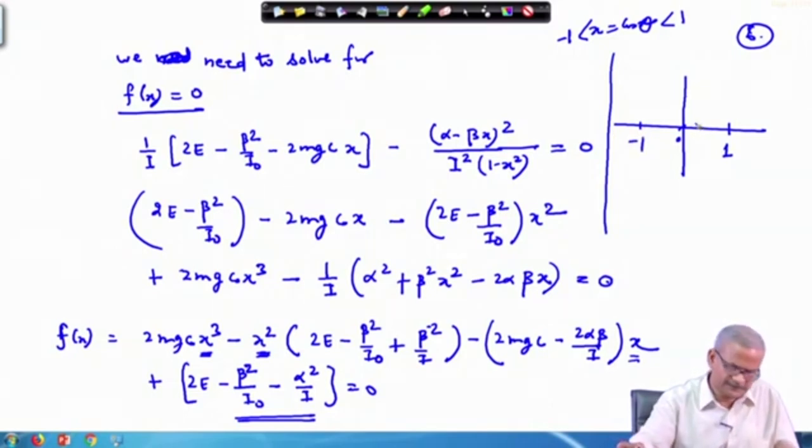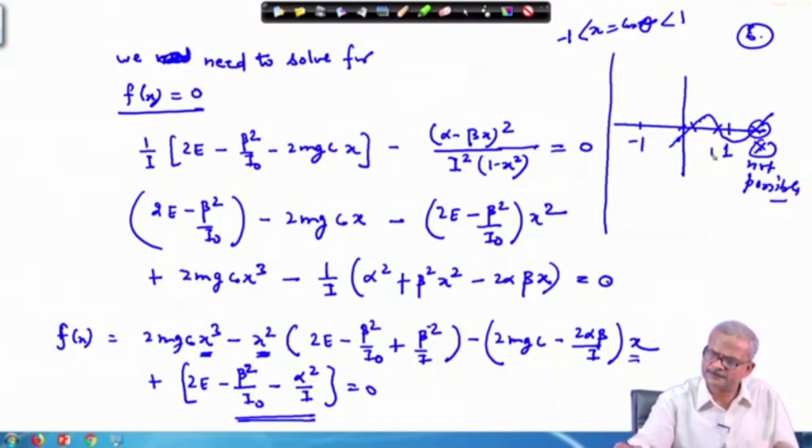So, solve this equation. Suppose assuming that this equation looks like this. So, you get the solution 1, 2 and this will be rejected because this is not possible. It is not the value of cos theta, beyond 1 it is not possible. This is plus 1 and here it is minus 1. So, these are the two solutions. So, if this happens, then this is the maximum value and this is the minimum value.